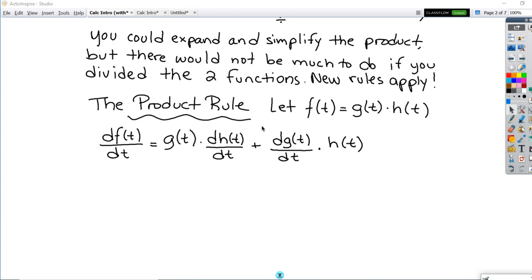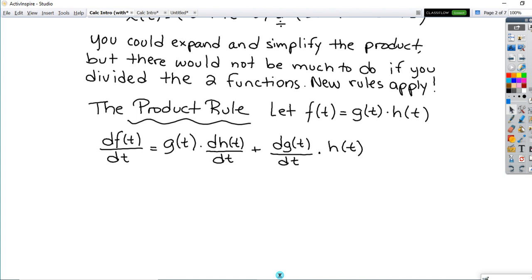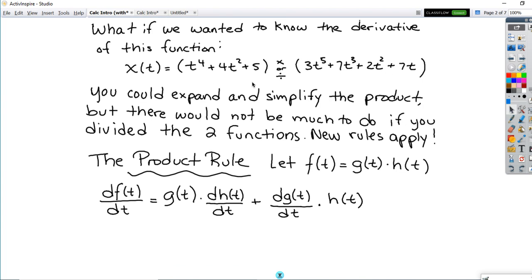So remember how we said we could easily find the derivative of either one of these two polynomials, but having to expand it all and then do it, that would be a lot more tedious. Well, you don't have to do that. The derivative of this, for example, would be this polynomial times the derivative of this polynomial plus the derivative of this polynomial times this polynomial.